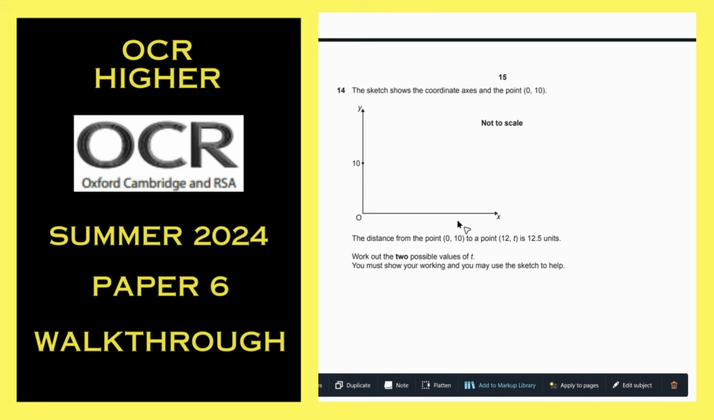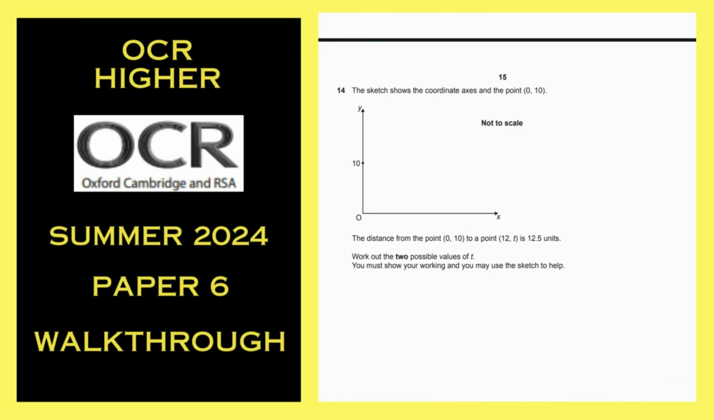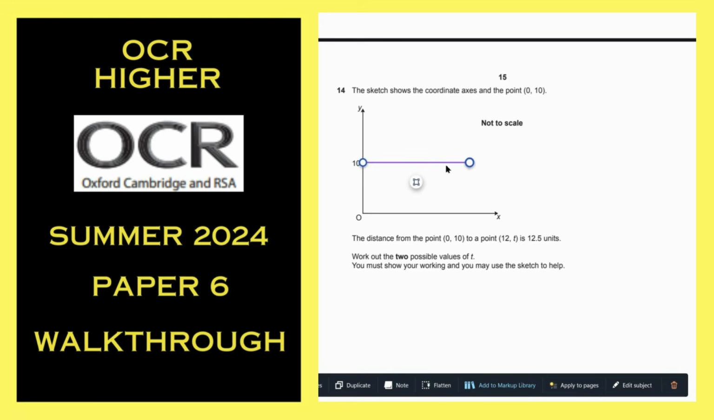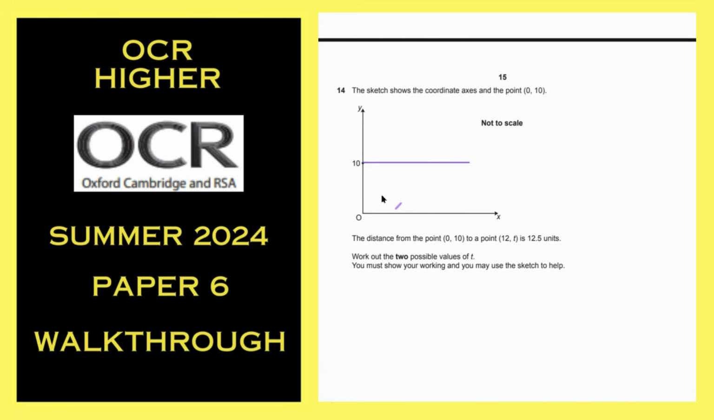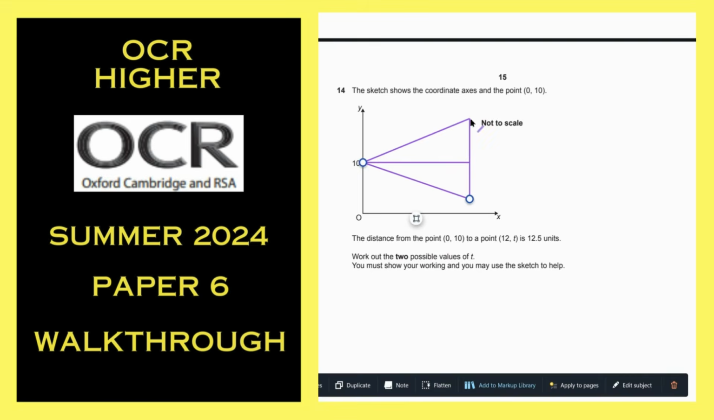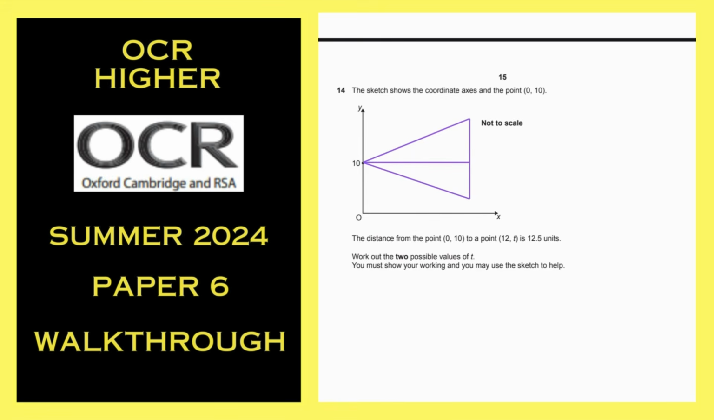Number 14. You've got a distance. It's quite a strange one, this. What I did to picture it is this. You've got this distance of 10 or this distance going on over here. The distance from the point 0, 10 to the point 12 along, in other words, the line I've just drawn, is 12, but there's 2 possible places where T is. It could be up here, it could be down there.